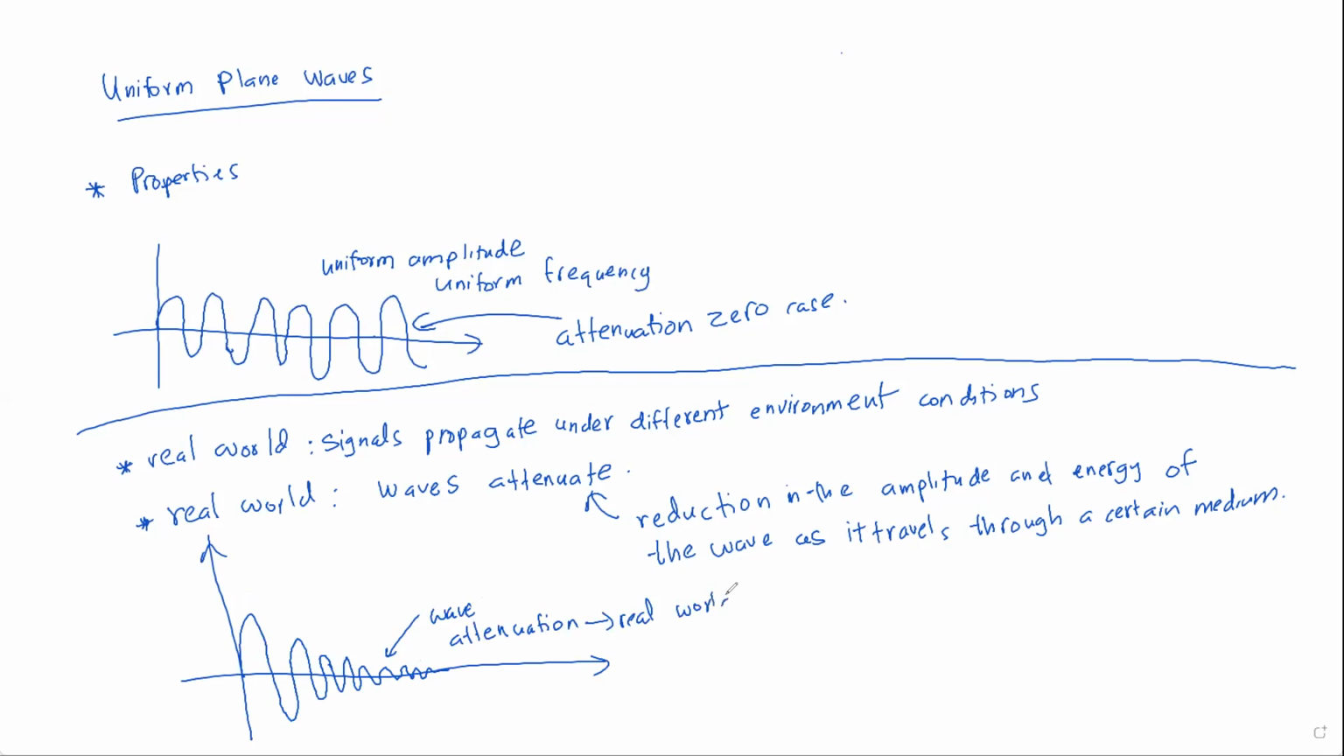So we need to add this attenuation factor also into our calculations in order to find out up to what point the wave can propagate reliably, such that the receiver can receive some signals, and the receiver can decode our information, or the receiver can receive some kind of power up to above a certain threshold.